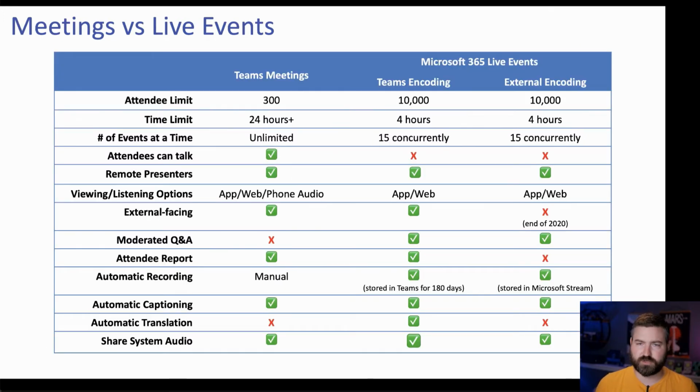A helpful chart that we put together at Cerner to kind of explain this, we get the question a lot: okay, when do I choose a meeting? When do I choose a live event? And what's the difference between those two? Hopefully this chart helps explain what you get with the different options.